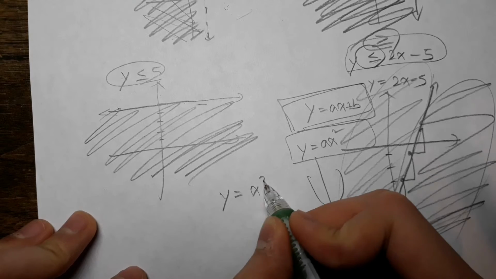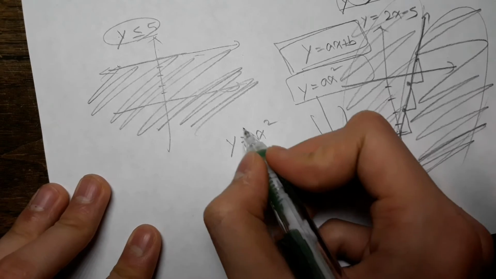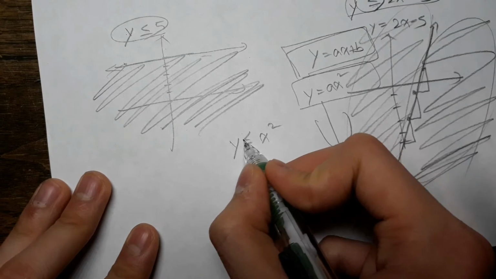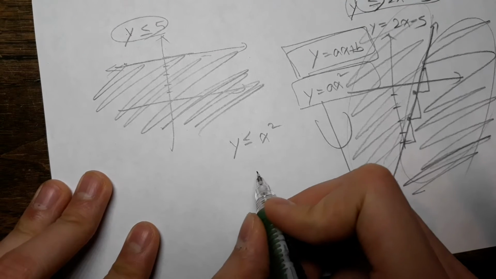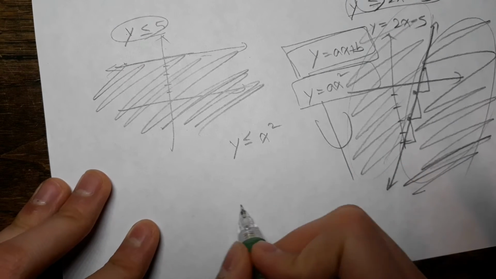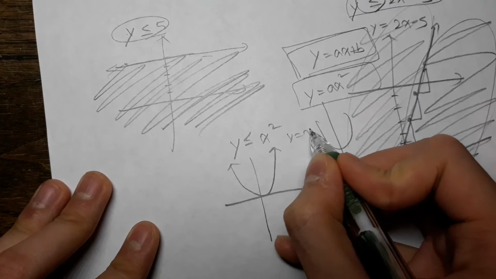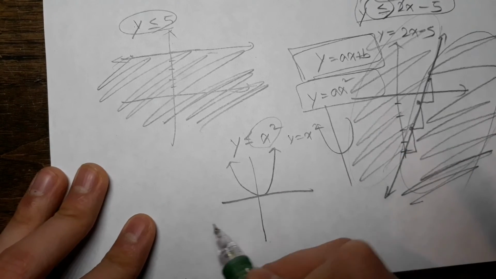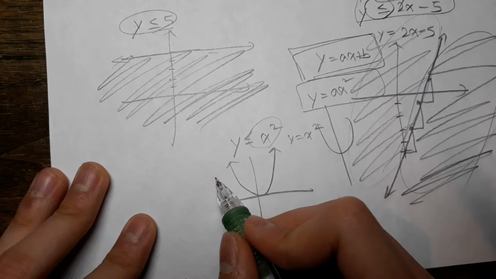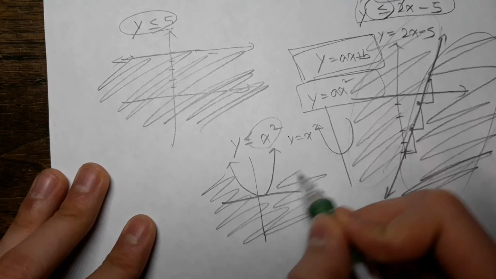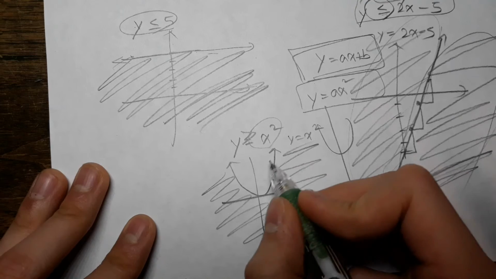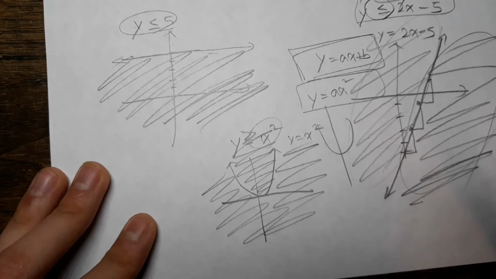For example, x squared, and let's say y is bigger than or the same as x squared. Because y equals x squared looks like this, and y is bigger, it will basically be this region, and if it was the opposite, then it would be this region. Do you see what I mean?